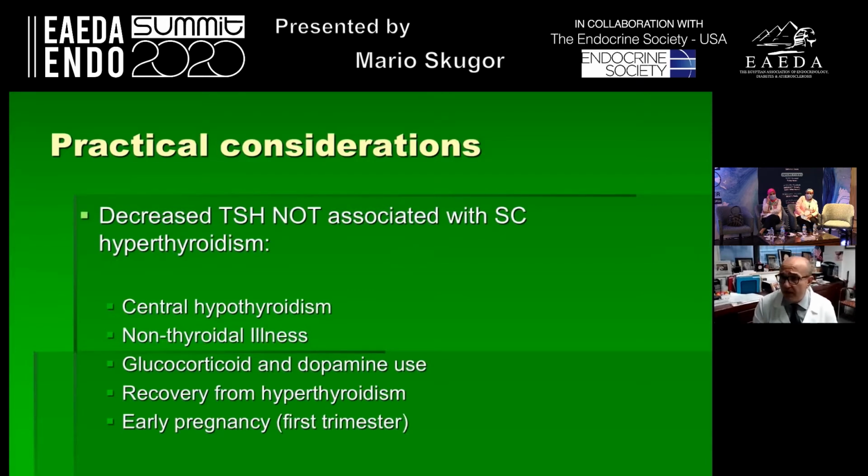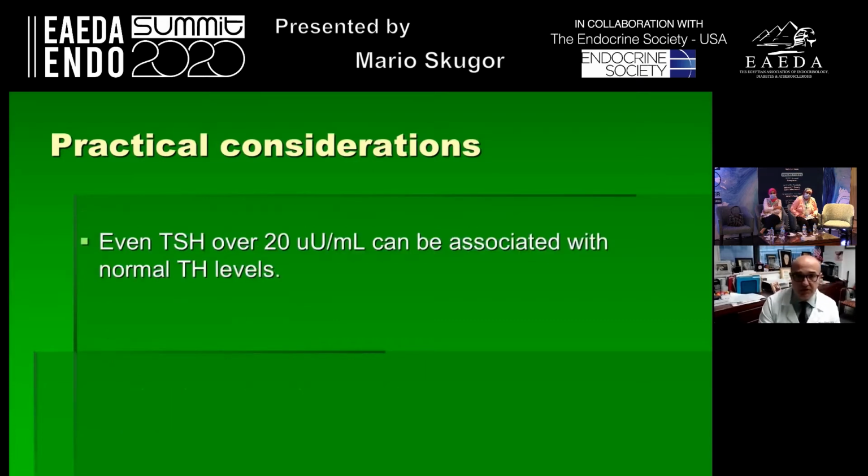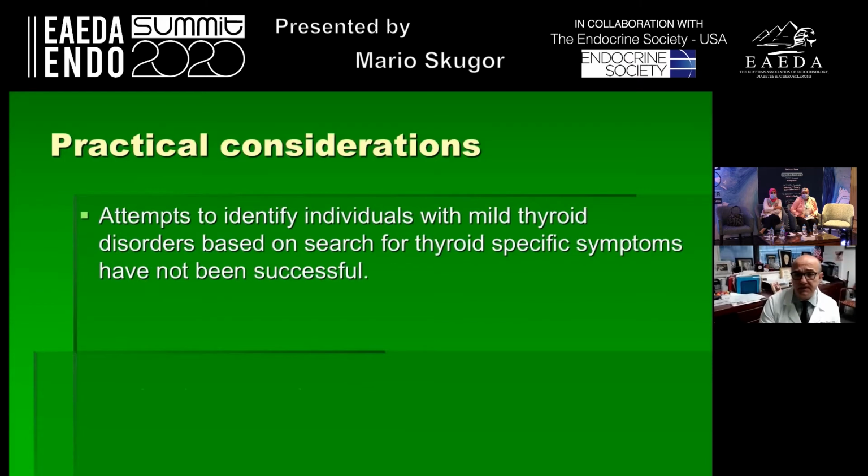And then in early pregnancy, where the HCG, which is an analog of TSH, will stimulate the thyroid, cause mild hyperthyroidism, and TSH would be low. And that is very important. When you're dealing with pregnant women, you should actually be using trimester-specific reference ranges for the TSH, not normal reference ranges. On the other hand, even TSH over 20, which is pretty high, can be associated with normal thyroid hormone levels when you measure them. So you have to be careful assessing these patients.